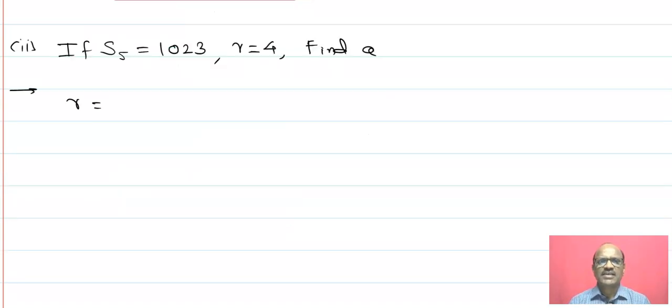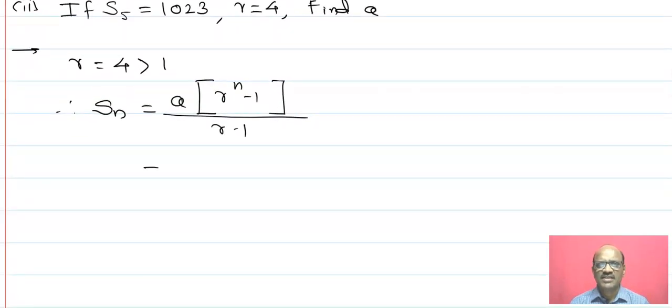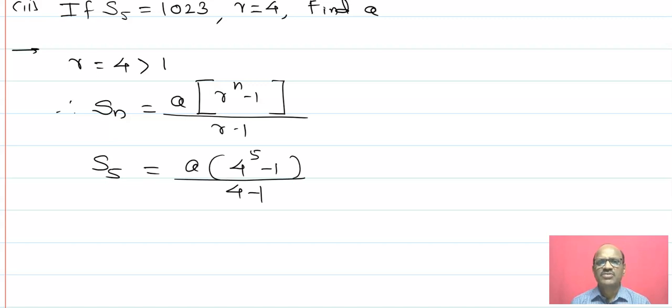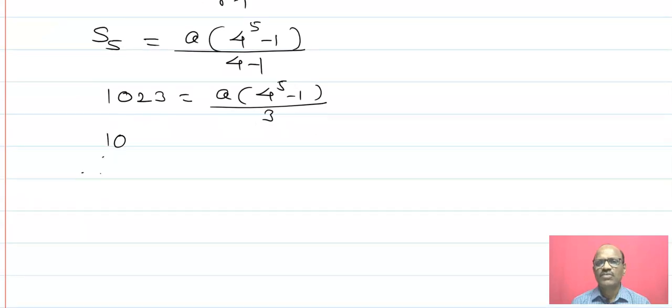Now the next is, if S5 is 1023, R is equal to 4, find A. Now we have the formula. The value of R is greater than 1. Therefore, we will apply the formula. Sn is equal to A in bracket R to the n minus 1 upon R minus 1. Substitute the value of R. That is S5 is equal to A, 4 to the 5 minus 1 upon 4 minus 1. Therefore, 1023 is equal to A, 4 to the 5 minus 1, 4 minus 1 is 3.